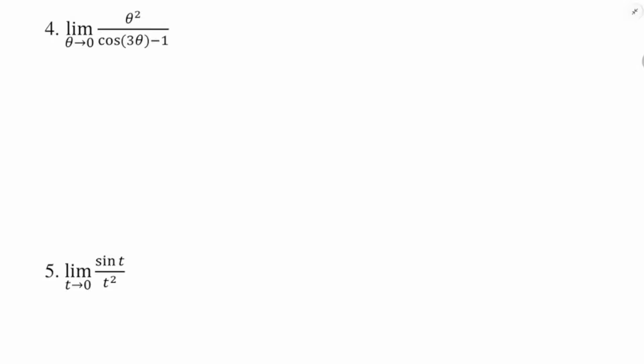Okay, number 4, theta squared over cosine of 3 theta minus 1. When I see that theta squared, I'm a little concerned. This might require 2 iterations of L'Hopital's rule. And if it does, that's not the end of the world. I'm going to show my work properly.